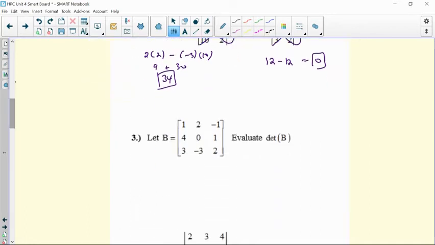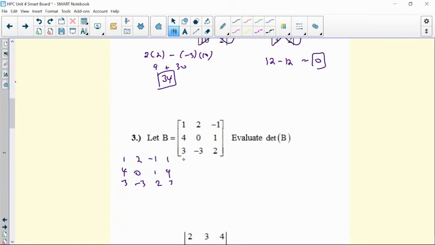Okay, now, unfortunately, that process doesn't work for 3 by 3. So the process to find 3 by 3 determinants is the following. I'm going to rewrite those entries: 1, 4, 3, 2, 0, negative 3, negative 1, 1, 2. And what I'm going to do is rewrite that first column of 1, 4, 3 right next door.